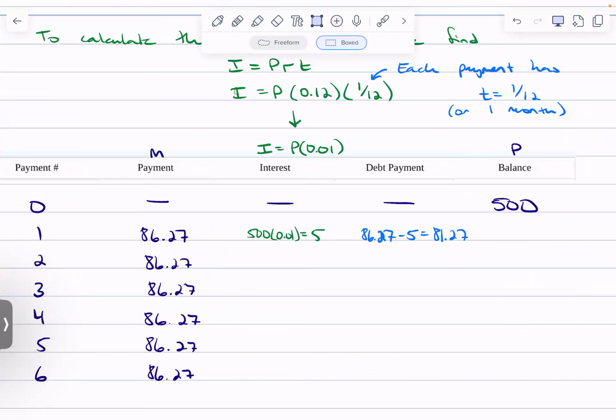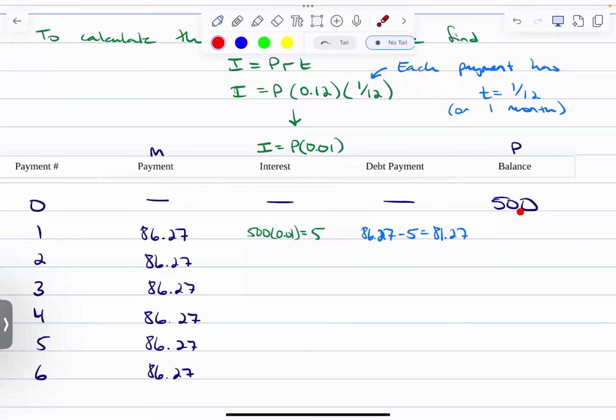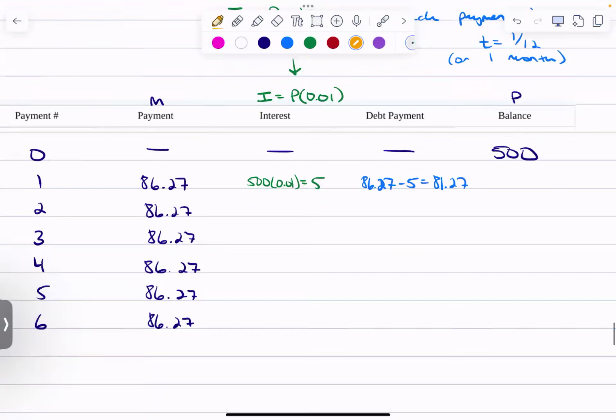So now the balance that I owe after my first payment has to be 500 minus the 81.27 that they're paying off my loan with. So this one is going to be 500 minus 81.27, which puts me at $418.73.